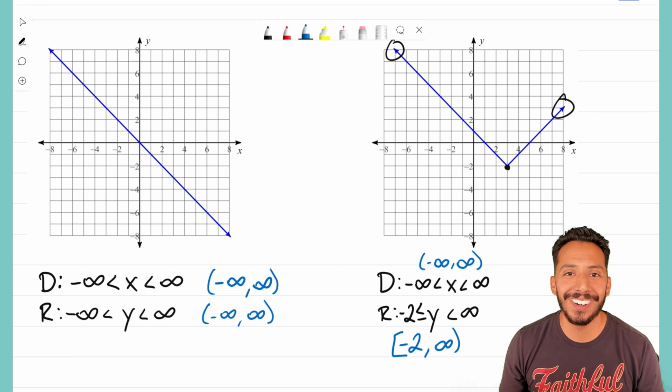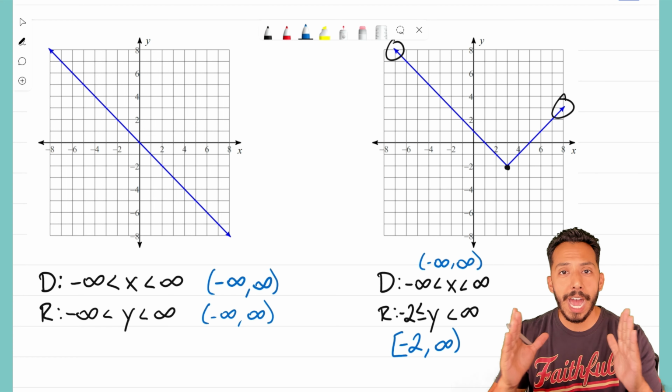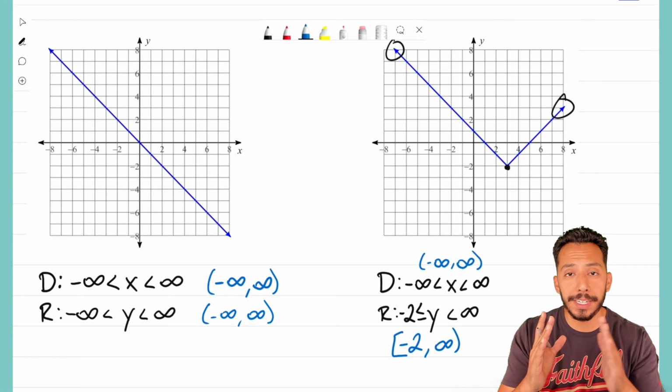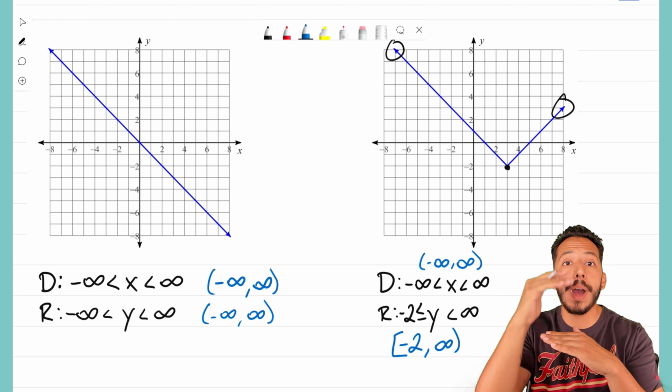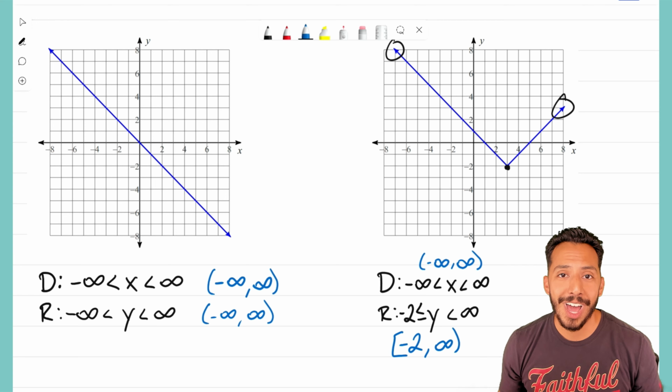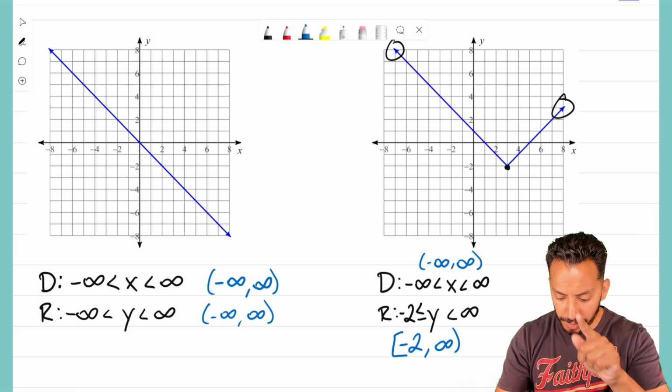Alrighty, y'all. I know domain and range can be a little tricky for you, but just remember this trick, right? Domain is the set of inputs. How far left, how far right. Range is the set of outputs, right? How low and how high do the graphs go? All right, we're not done yet. You probably thought we were done, but we're not done yet.